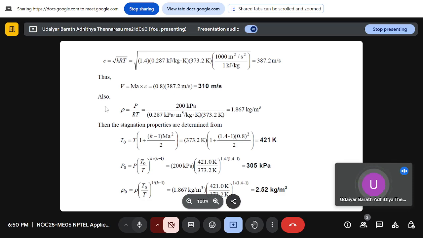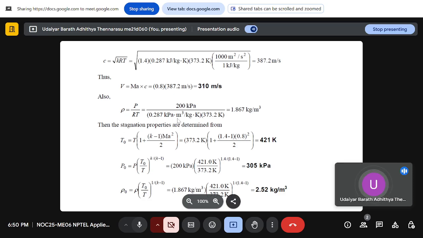Next we need to find the density. Assuming it's an ideal gas, P is rho RT, so rho is P by RT. P is 200 kilopascal divided by R, 0.287, into 373.2. This comes out to be 1.867 kg per meter cube.